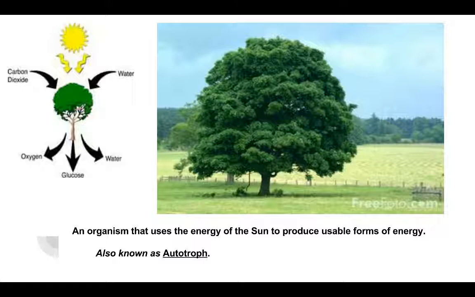So if an organism uses energy from the sun, we call that an autotroph. That prefix auto, think automatic. It doesn't have to do anything. It's using that energy also along with water and carbon dioxide to create those sugars. And these could be like the tree in this picture, or even think of algae or some bacteria that can do this as well.